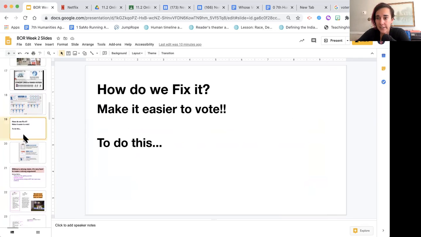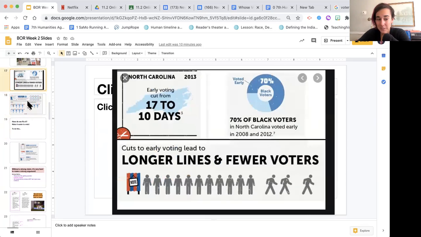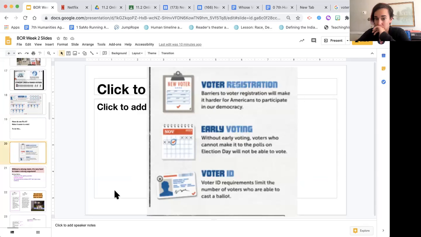So now we're in the final part of your online notebook. How do we fix it? And the main way that we fix it is we make it easier to vote. We keep places from passing voter ID laws, for example, or we expand access to early voting. So we say people can vote before election day in addition to election day, so that you don't have to just make it on the day of the election.